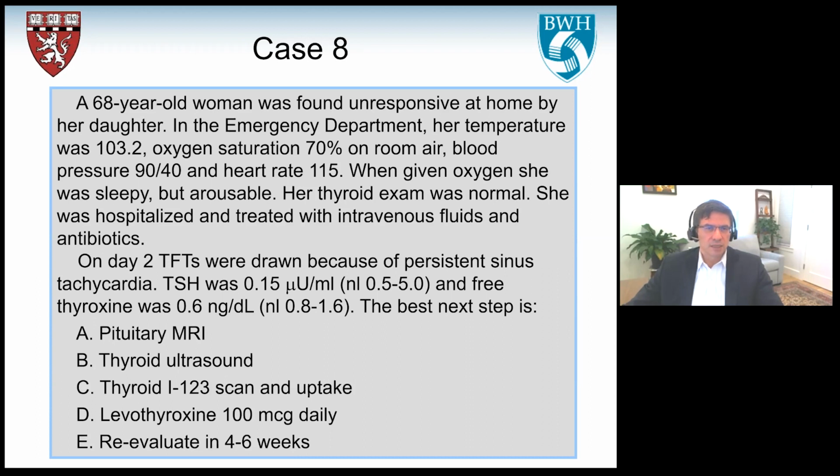On day 2, thyroid function tests were drawn because of persistent sinus tachycardia. TSH was 0.5 microunits per mL, with the lower limit of normal being 0.5, and free thyroxine was 0.6 nanograms per deciliter, with the lower limit of normal being 0.8. The best next step is A, pituitary MRI, B, thyroid ultrasound, C, thyroid I-123 scan and uptake, D, levothyroxine 100 micrograms daily, or E, reevaluate in 4 to 6 weeks. And the right answer is E, reevaluate in 4 to 6 weeks.